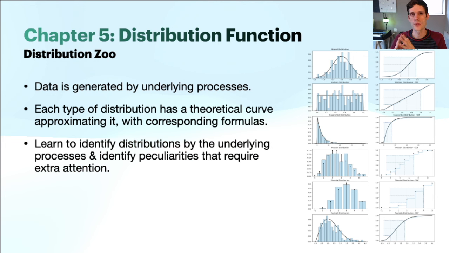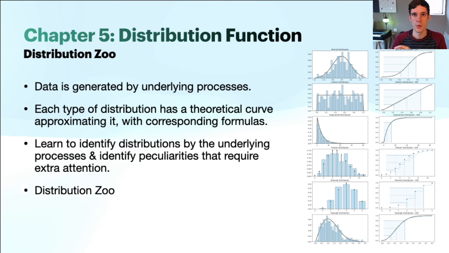Now, a powerful skill to have as a data scientist is to be able to identify these types of distributions based on the processes that generate their data. And by doing so, you can have a set of properties to which you can compare the actual properties of this data. And if you see some discrepancies, then you know that you have some peculiarities that deserve some extra attention.